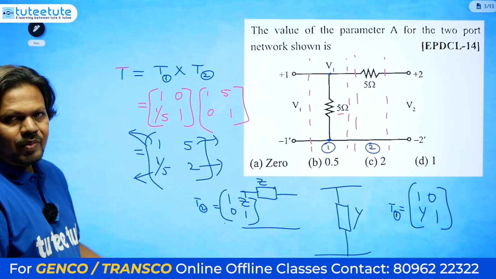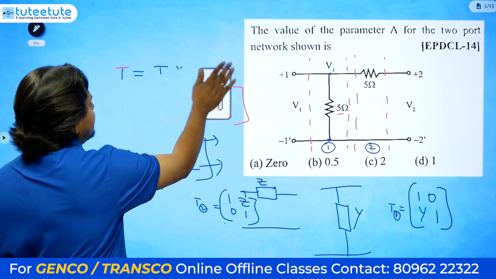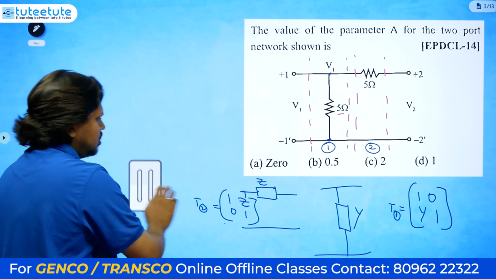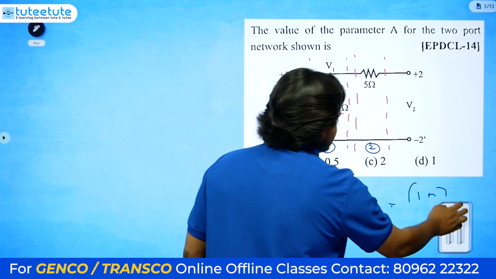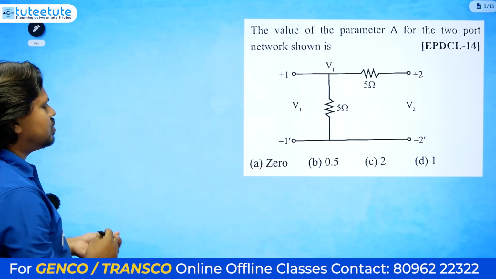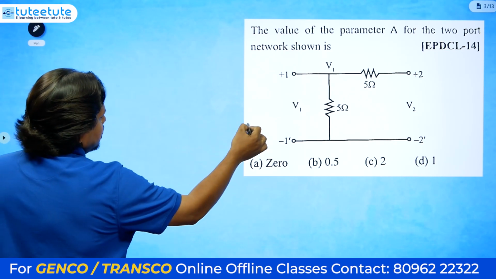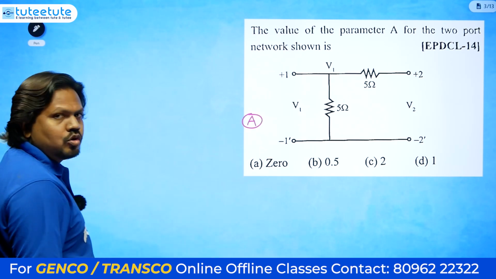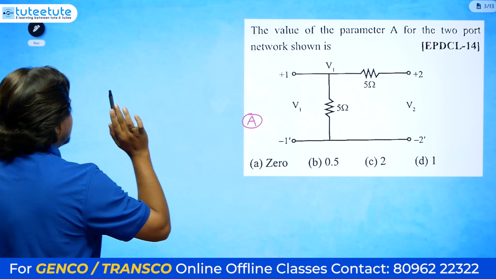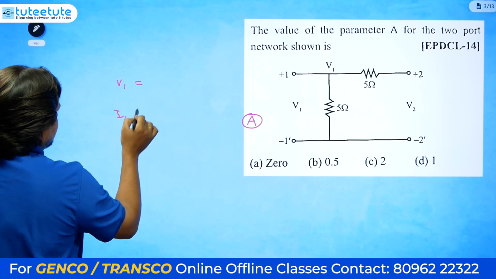Even if you use the minus signs, you will get a similar answer only. Why do it like this? I will try to do it using the equations. I told you already, if you know the equations, you can solve any kind of two-port network problem. Understand this method. This is the network they have given, and in the ABCD parameters they are asking about A. For ABCD parameters, V1 and I1, I know these equations.